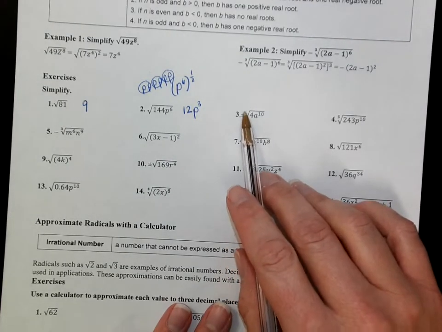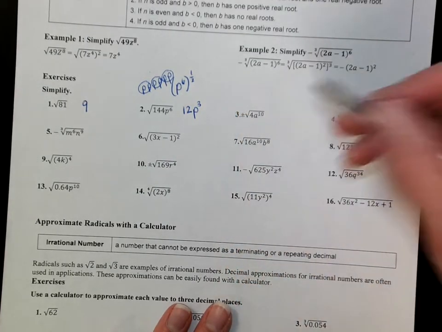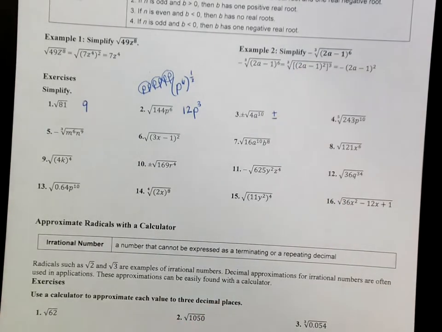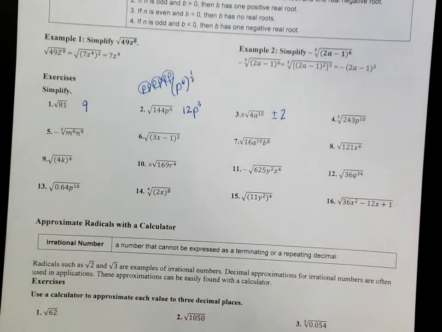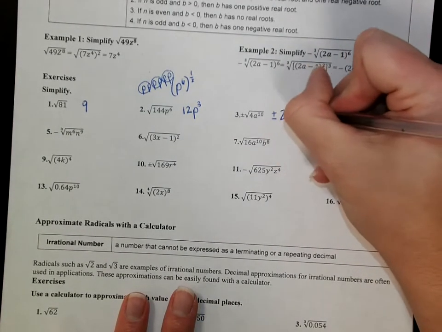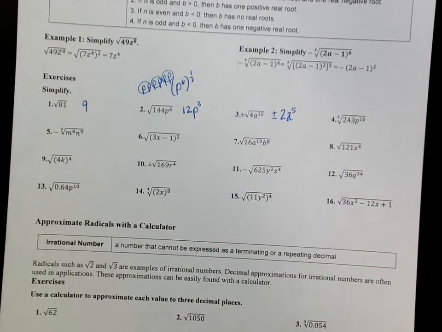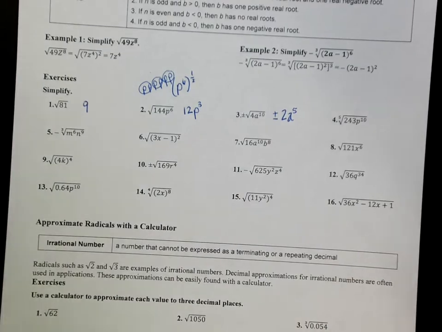Question 3, it does already have that plus or minus sign in front of there, so you should definitely keep the plus or minus sign. Again, square root of 4 is just 2. The square root of a to the 10th would just be a to the 5th power.